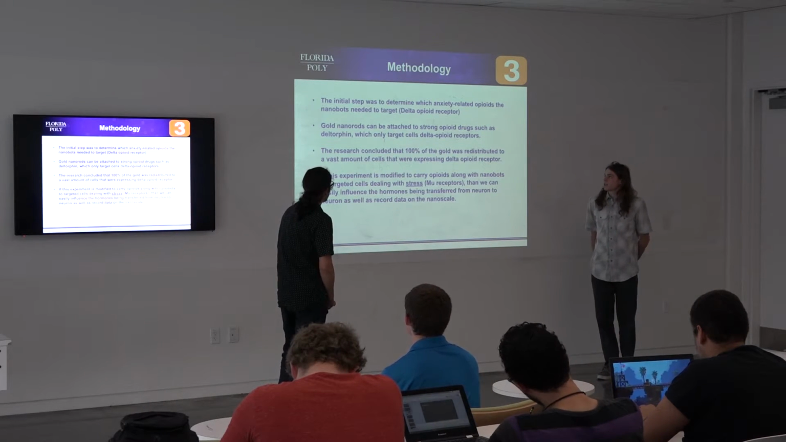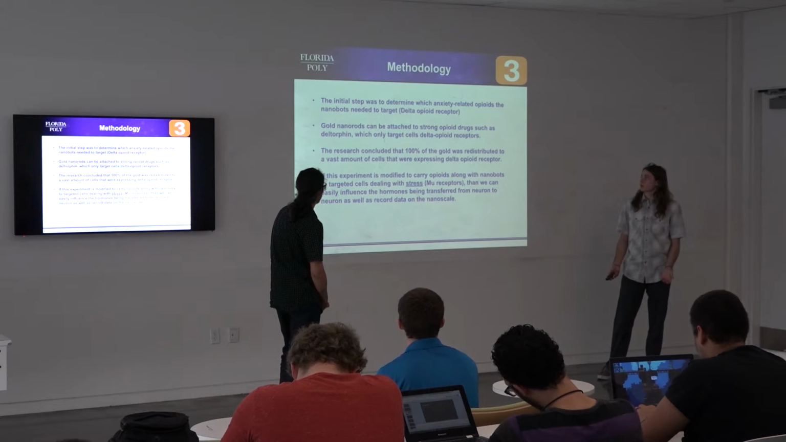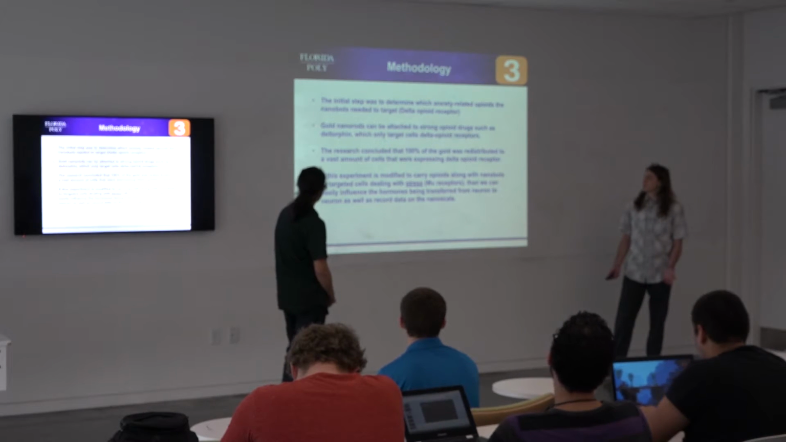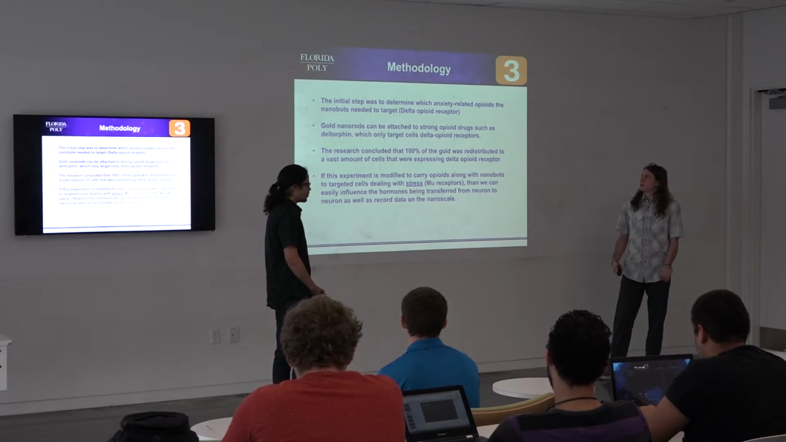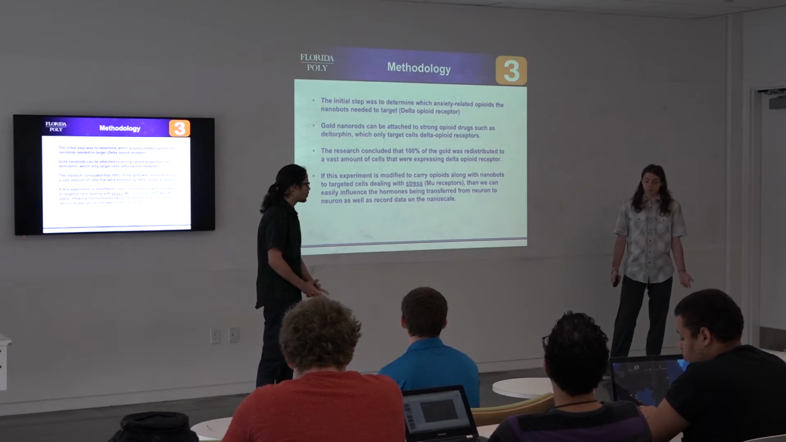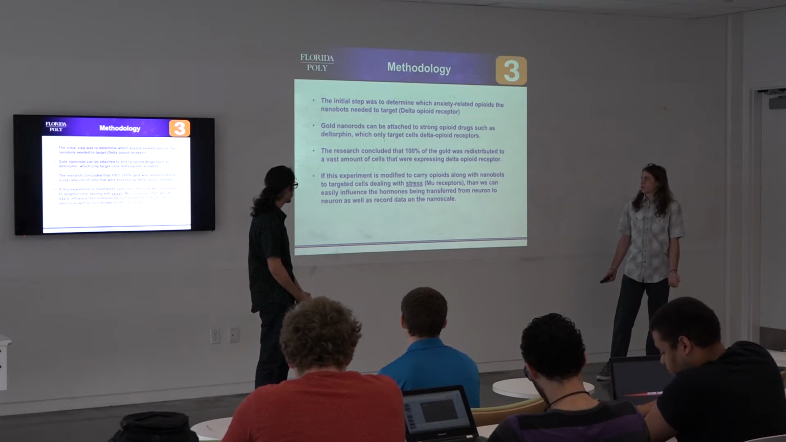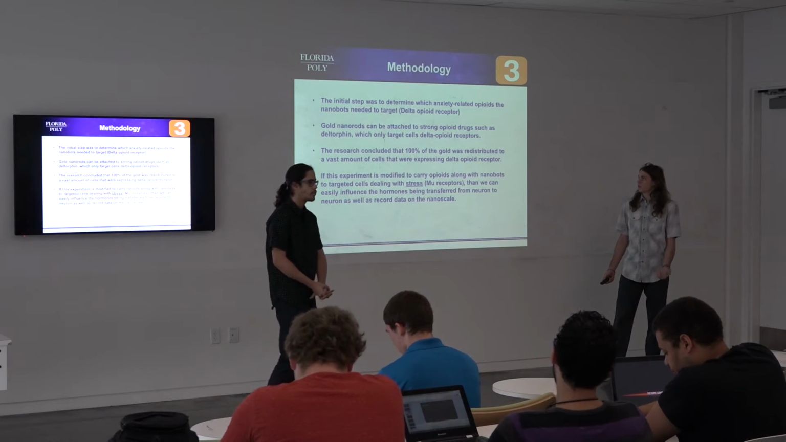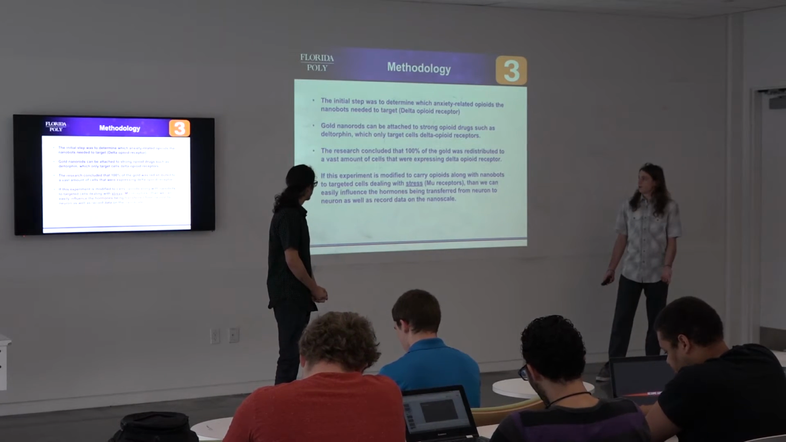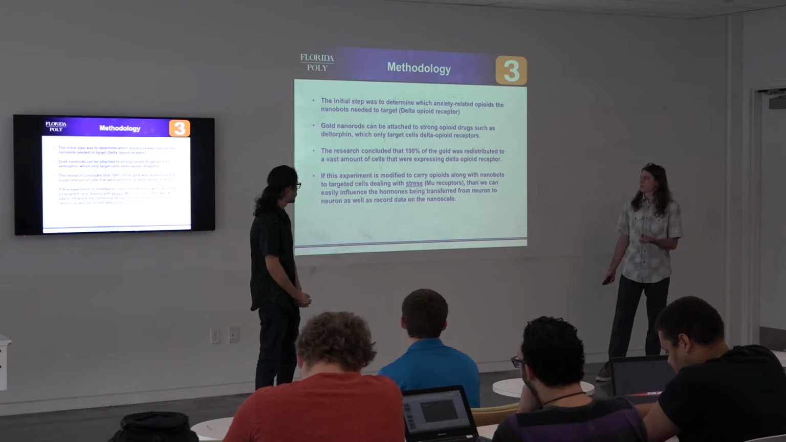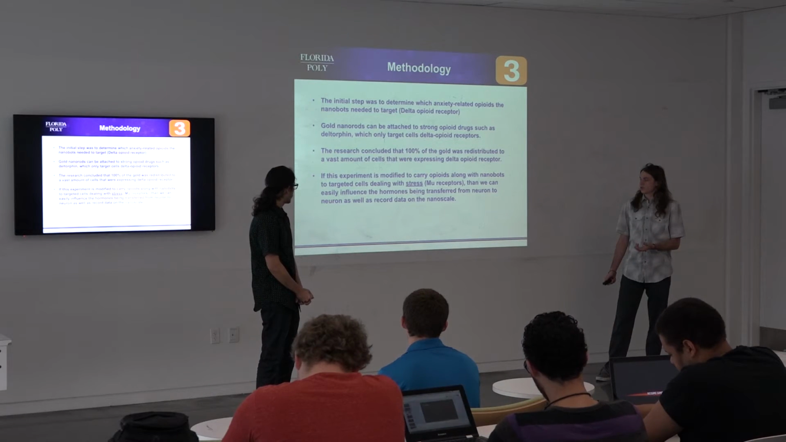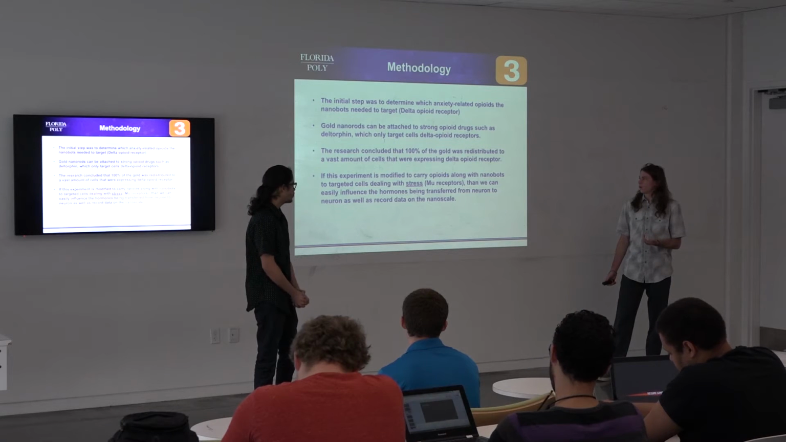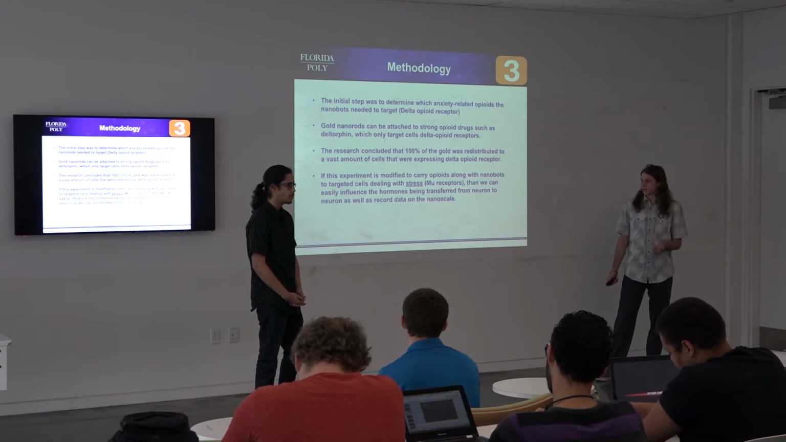So the steps we will be taking. The first one will be to determine which anxiety-related opioid receptors we need to target, which in this specific case would be the delta opioid receptor. From there, we need to figure out how to implement it. And we learned that gold nanorods can be attached to strong opioid drugs, such as deltorphin, which only target cells with delta opioid receptors. And the research concluded that pretty much all of the gold was redistributed to a vast amount of the cells that were expressing this delta opioid receptor.